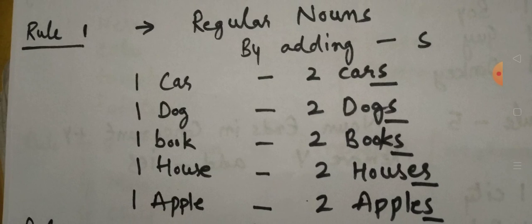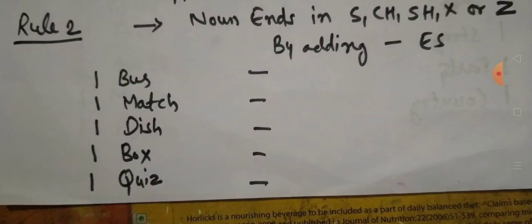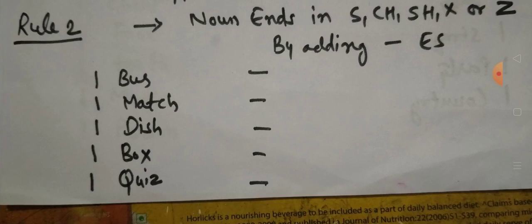Now kindly write down rule number 2. In rule number 2, we are going to talk about nouns ending with S, CH, SH, X or Z. Please note down, students. When your noun ends with S, for example bus, it's ending with S. CH, example match. SH, example dish. X, box, it's ending with X. Z, it's ending with Z.